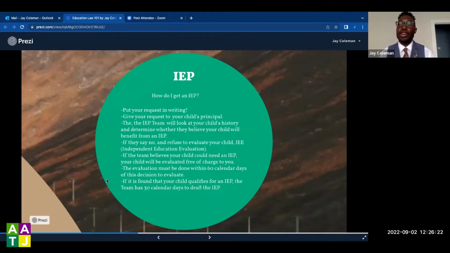The team has 30 days to write the IEP from the date that the evaluation is finished. So even if the evaluation is complete before the 60 days, they still have 30 days from whatever date the evaluation was completed, showing that your child or your client needs an IEP. Thirty days from that date, it must be finished.